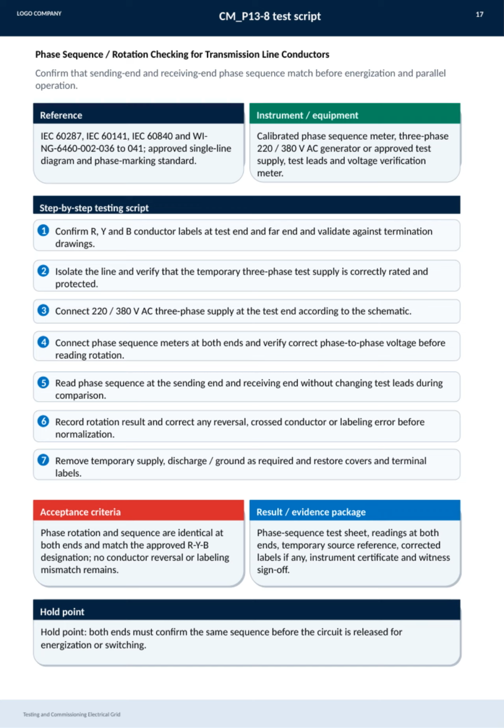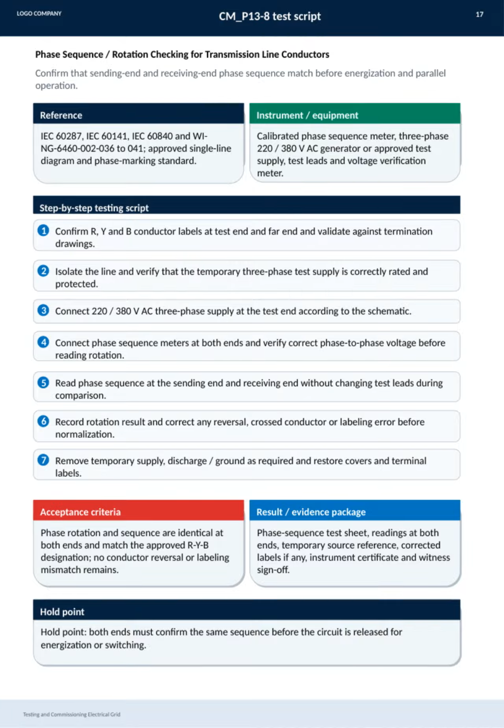Using calibrated instruments such as phase sequence meters, a three-phase 223/180 volt AC generator, or approved test supply, and voltage verification meters, we follow a detailed step-by-step script. This begins with verifying conductor labels against termination drawings and isolating the line. Then, we connect the test supply properly, measure phase voltages, and use phase sequence meters at both ends to read and compare rotation without changing leads. Any discrepancies, like conductor reversal or labeling errors, are addressed immediately before normalizing the system. After removing the temporary supply, we ensure grounding and restore all covers and labels.